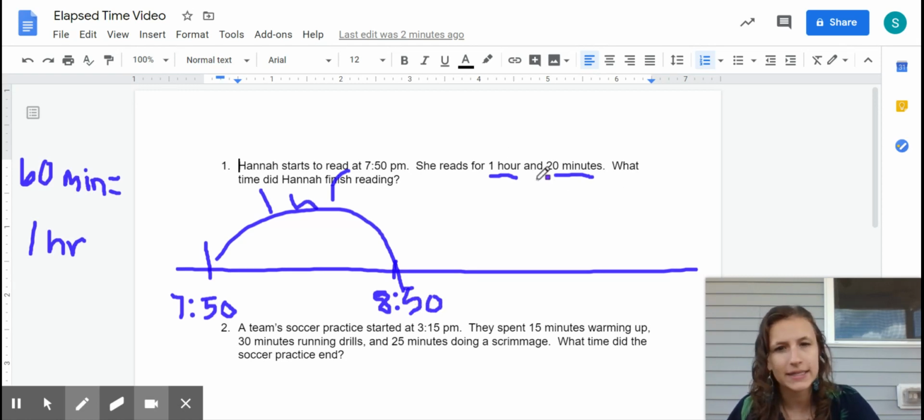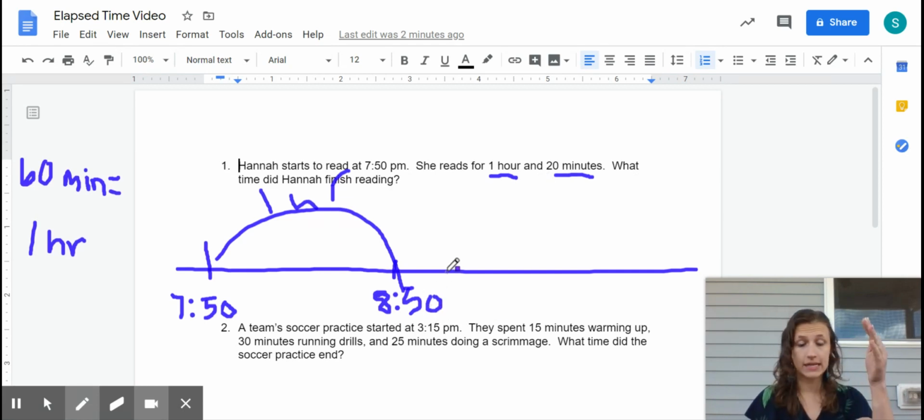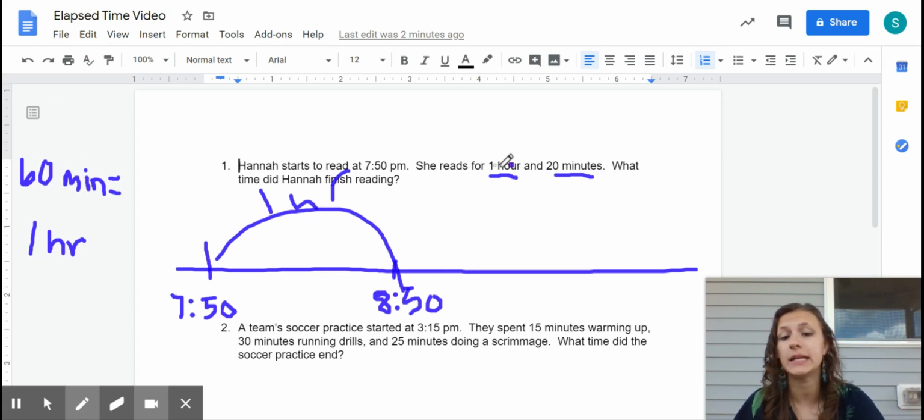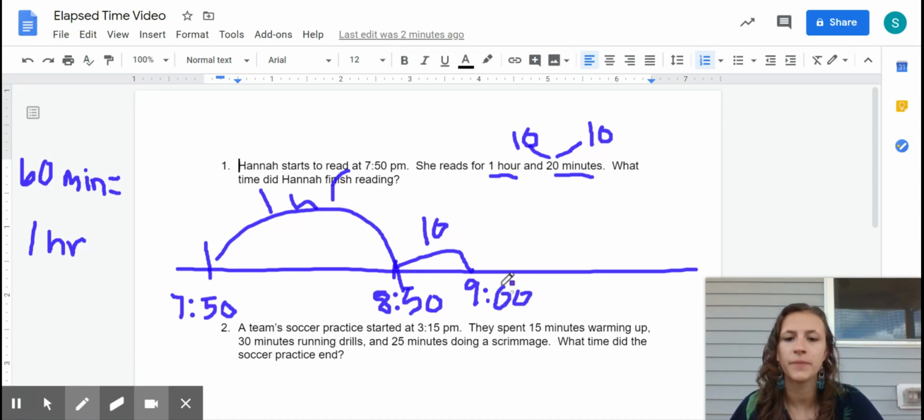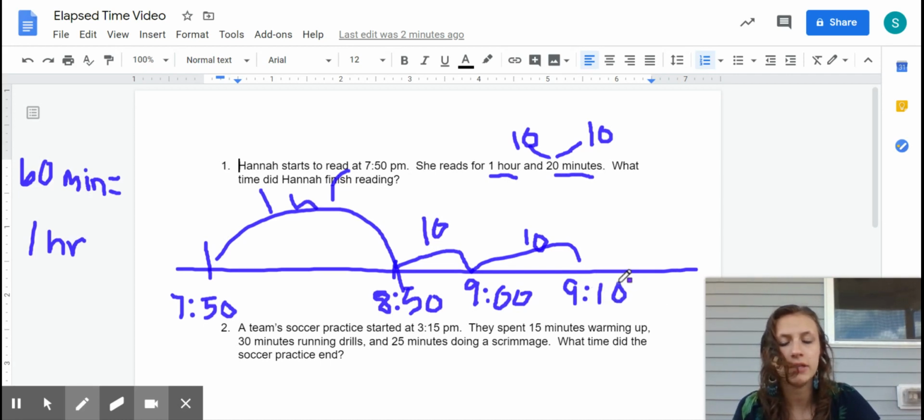Then she read for 20 minutes. Well, I know that if I do 20 minutes, it's going to put me into the next hour because like we said earlier, there's 60 minutes in an hour. So I'm going to break this 20 minutes into 10 and 10. And the reason I'm going to do that is because I know in 10 minutes, it's going to be 9 o'clock because 50 plus 10 would give me 60, which means I'm at that next hour. Then I still need to go another 10 minutes, and that would get me to 9:10. So Hannah finished reading at 9:10 p.m.